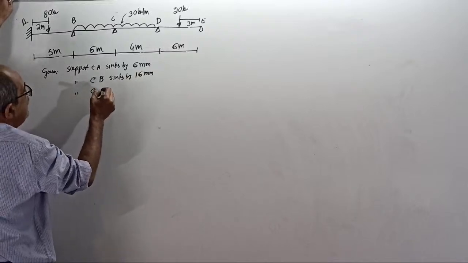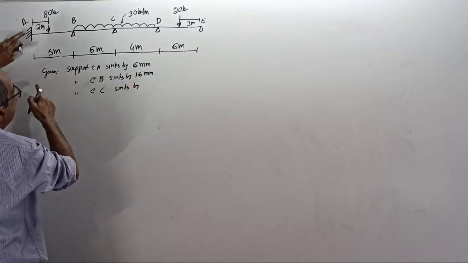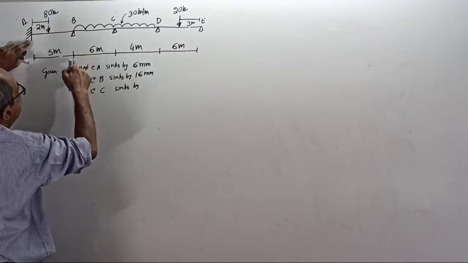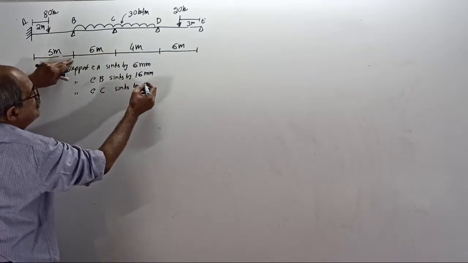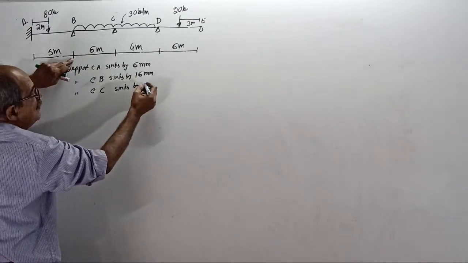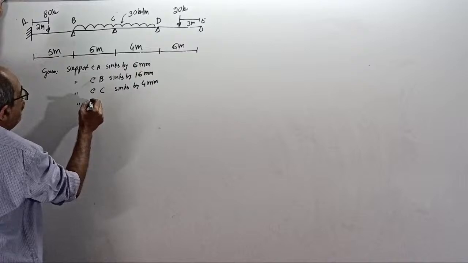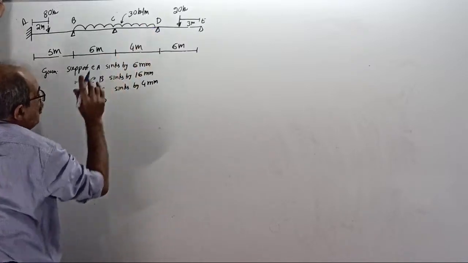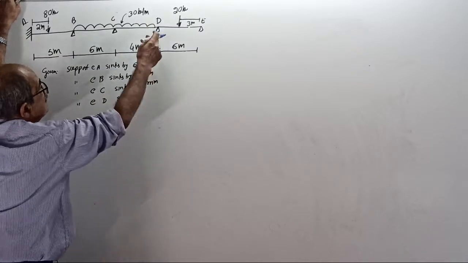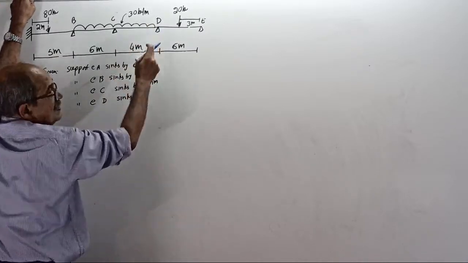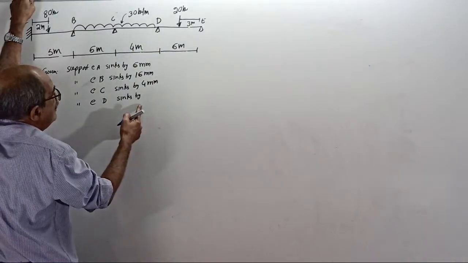Support at C sinks by 6 meter... A sinks by 6, B sinks by 16, C sinks by 6. 16 is done, 16 means 4 millimeter is enough, 4 millimeter. Next, support at D sinks by 4. This sinks by 4, that sinks 15, 16 needed, 20 needed, that means 4.